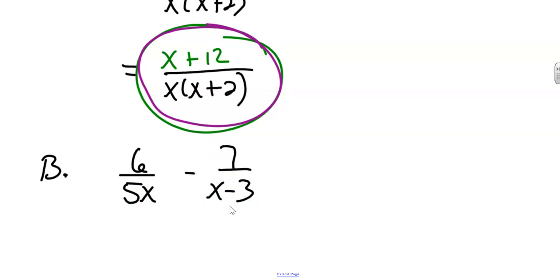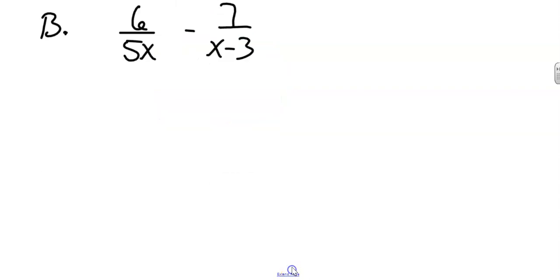Okay, so for this one, we'll go 6 over 5x, then minus 7 over x minus 3. Okay, and again, you've got two different denominators for this one, so when you do your least common denominator, it is just going to be 5x and x minus 3.